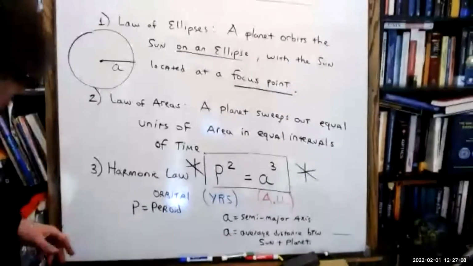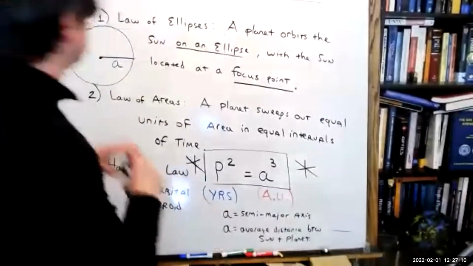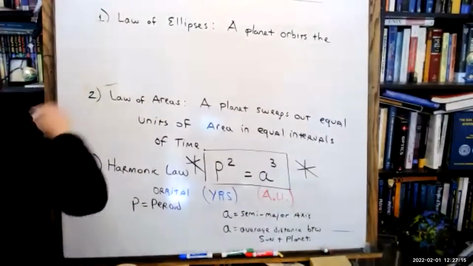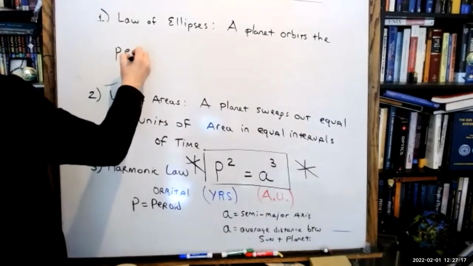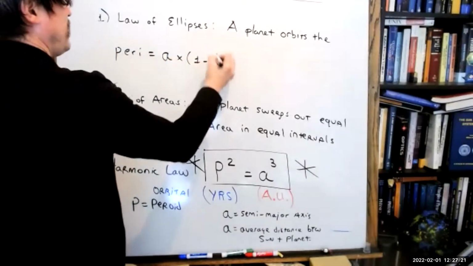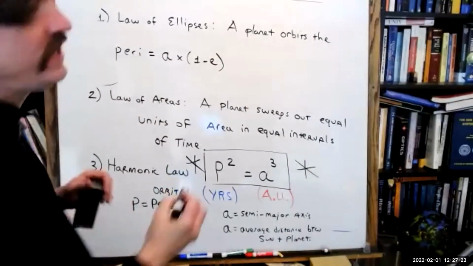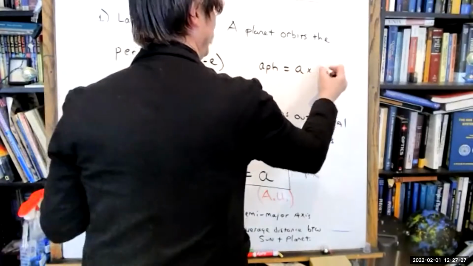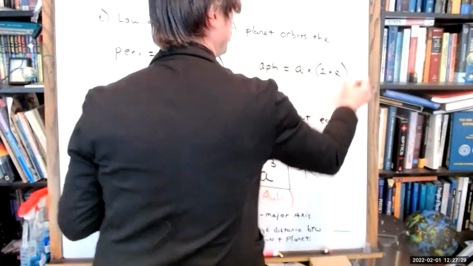Oh, also, because I told you I would, don't forget to throw these formulas in so you have them in your notes. You can just throw them in anywhere. Not part of Kepler's laws, but you can calculate perihelion as A times (1 minus E), where E is the eccentricity. And you can calculate the aphelion as A times (1 plus E).